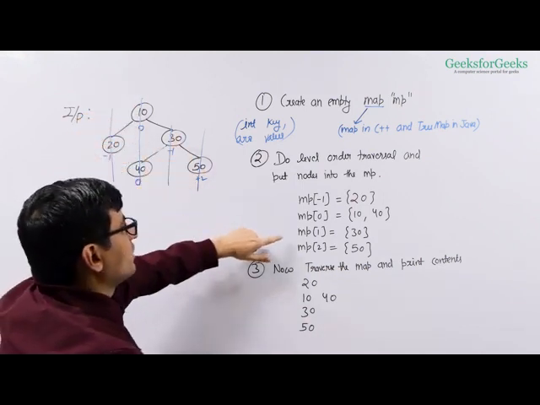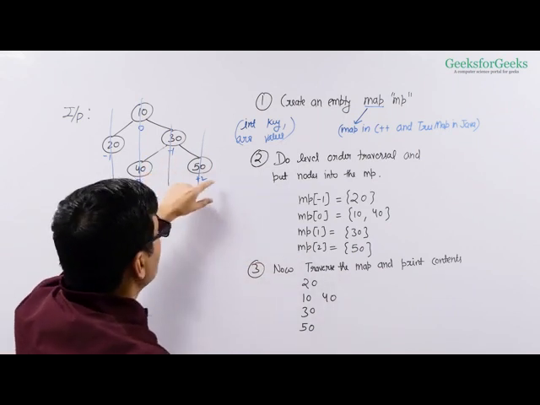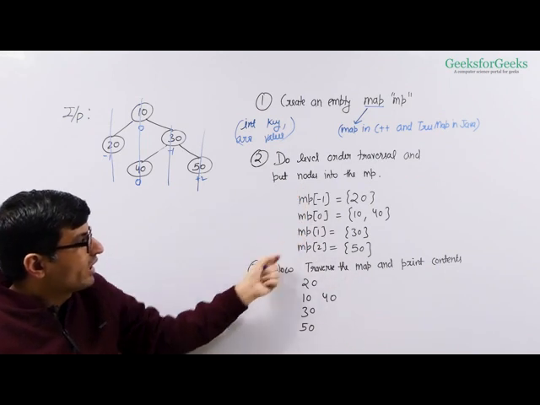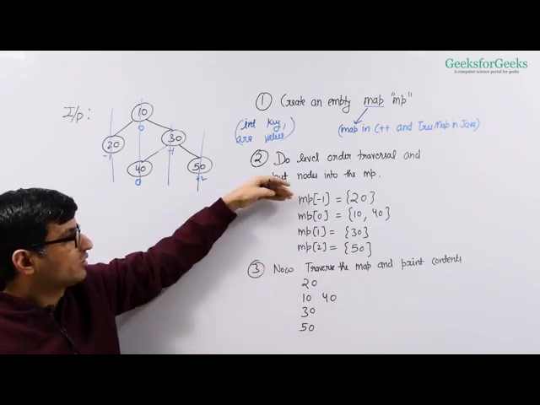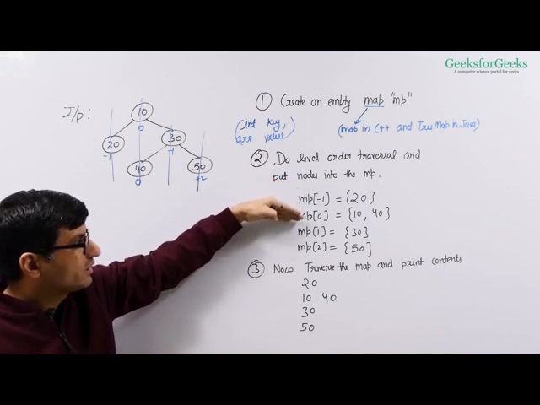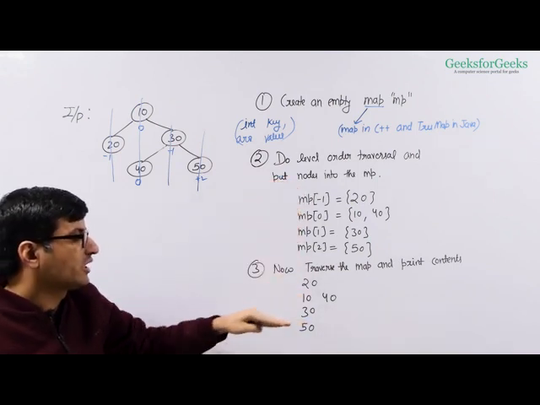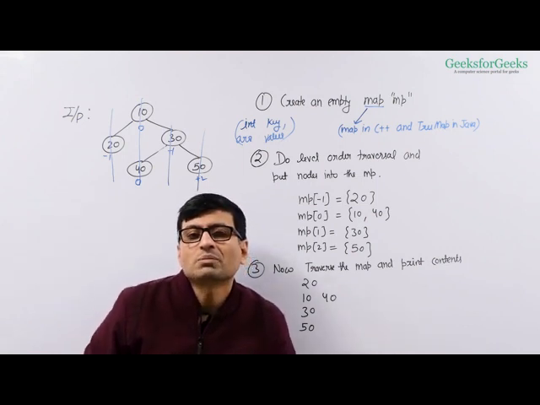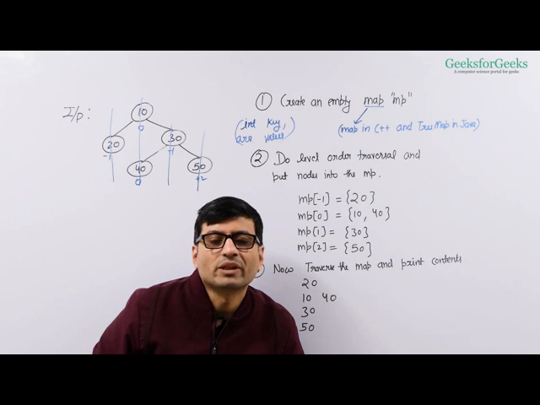For 1, we are going to have 30. For 2, we are going to have 50. Now we need to simply traverse this map and print the contents. Since the map is sorted, when you traverse it, you are going to traverse this first, then this, then this, then this, and you are going to get your desired output. Now we get an idea of the algorithm. Please pause this video and try to implement this algorithm.